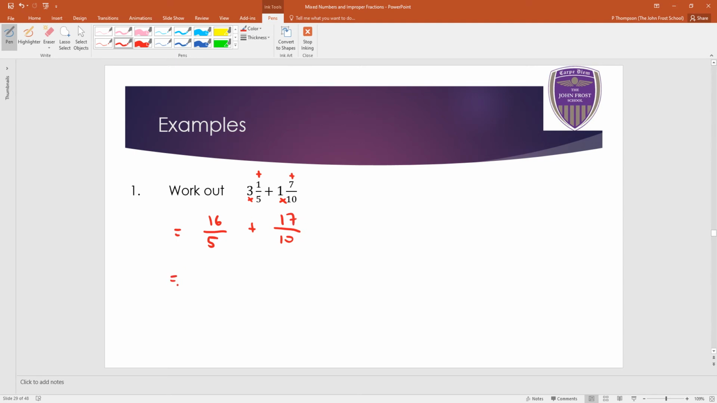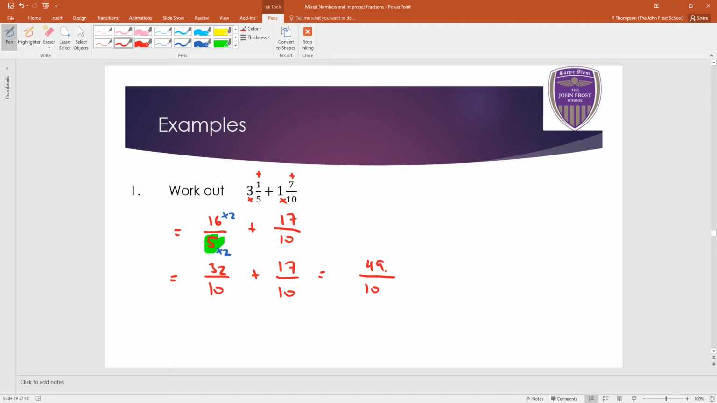Now you should know from previous years how to add together two fractions. The denominators must be the same. Luckily for me, 5 goes into 10, so I can make them both over 10. The right-hand fraction will stay as 17 tenths. But remember, I've done 5 times 2 is 10, so on top, 16 times 2 is actually 32. Now remember, leave the denominator alone and add the numerators. 32 add 17 is 49 over 10.